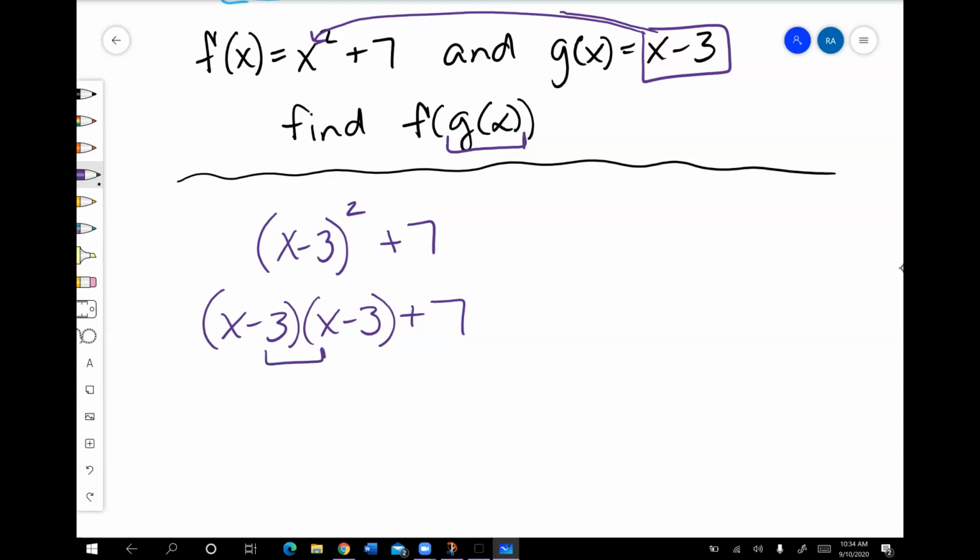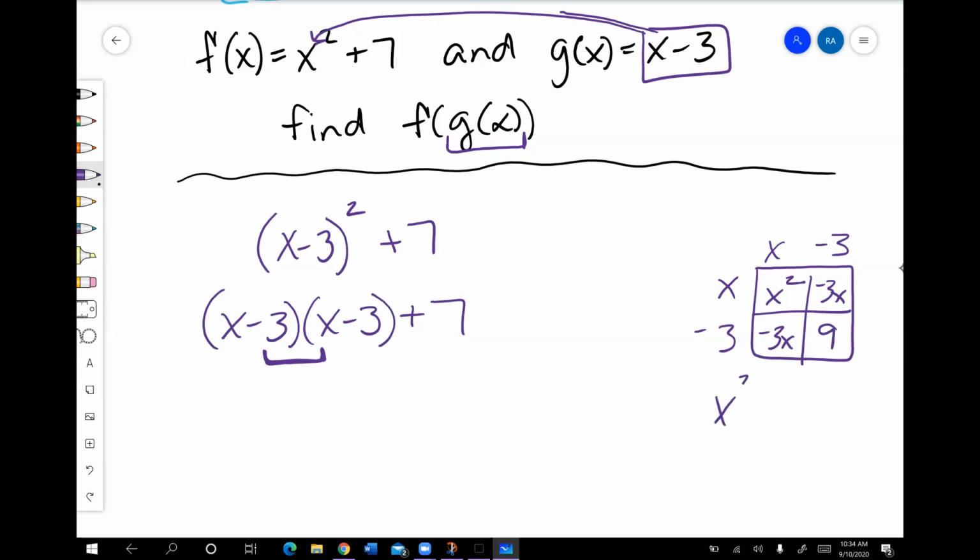Now, in order to multiply these, you either do double distribution. I like the box method, okay? So I'm going to come over here to the box method. Most of y'all use it, so that's why I stick to it. And I prefer it most of the time. So x times x is x squared. Negative 3 times x is negative 3x. That's another negative 3x. And then negative 3 times negative 3 is 9. Pull out your stuff. x squared minus 3x plus 9. Combine that middle term. And I'm going to have x squared minus 6x plus 9.